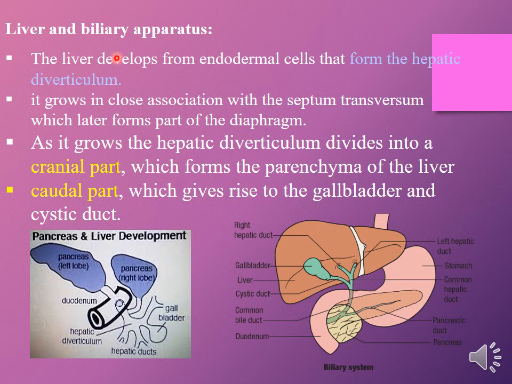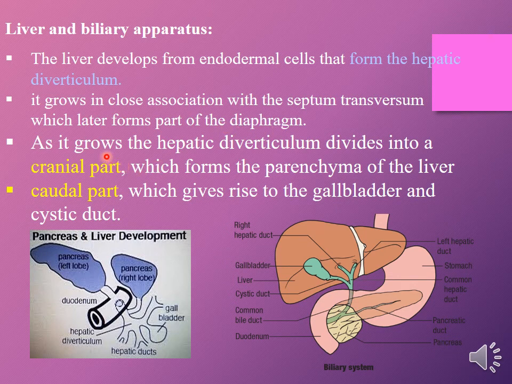The development of the liver and the biliary apparatus. The liver develops from the endodermal cells that form the hepatic diverticulum. Here is the hepatic diverticulum. You can see in this picture the two lobes of the pancreas. And this is the duodenum. The liver grows in close association with the septum transversum, which later forms part of the diaphragm.